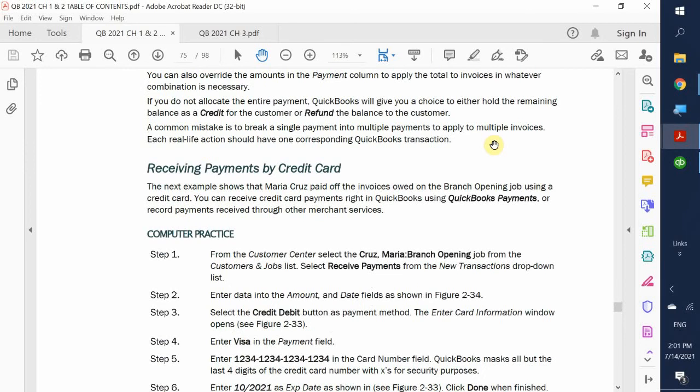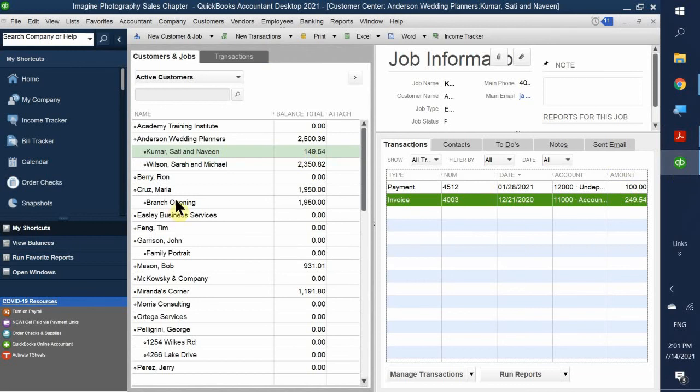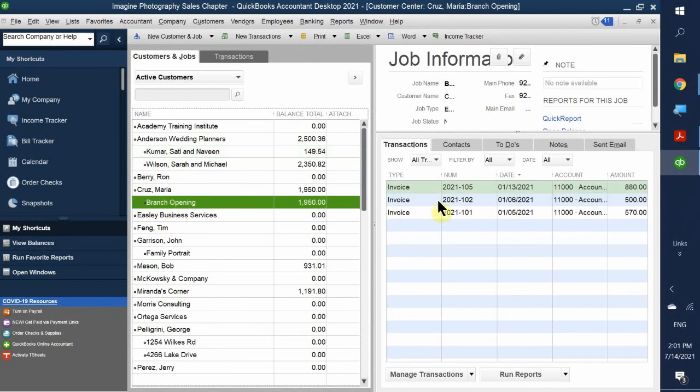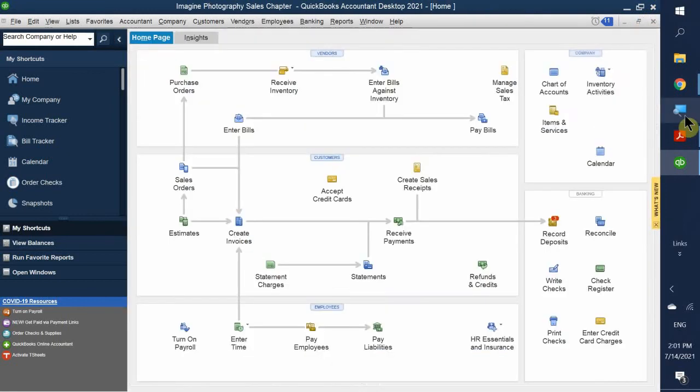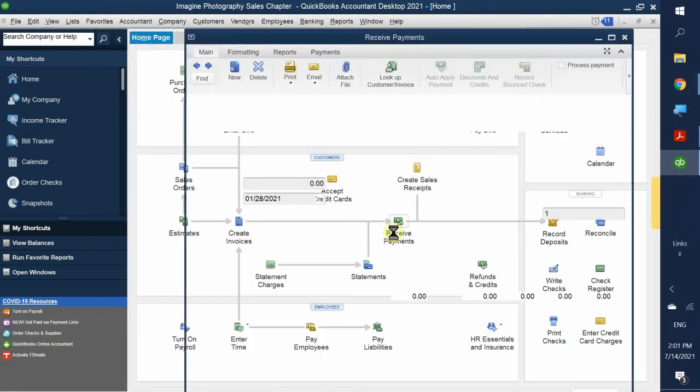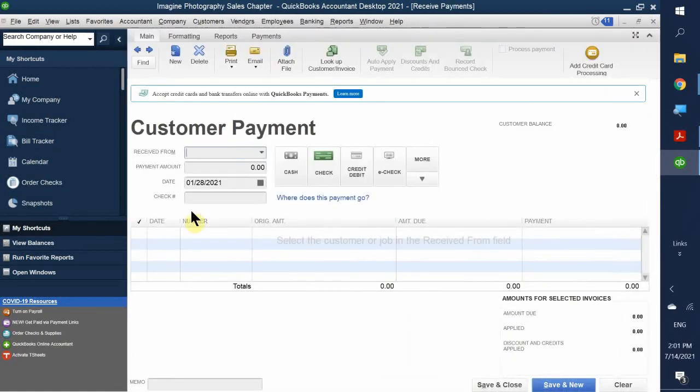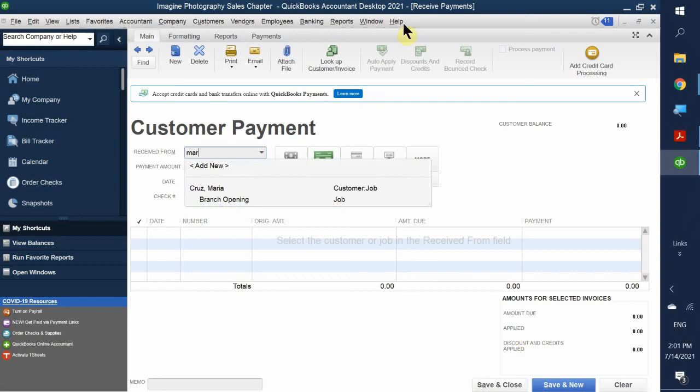So we're going to take a look at Miss Maria Cruz, okay? Miss Maria Cruz, branch opening specifically. I could either go here and look at the invoices there. Now this is looking at invoices one at a time. But if I want to look at all 3 invoices, all I have to do is open up my receive payments window. And from here, I'm going to put Maria Cruz branch opening.